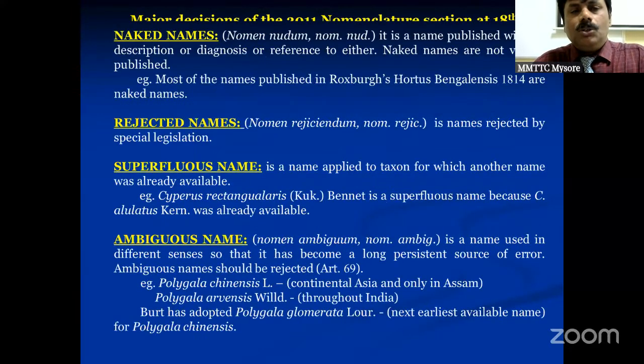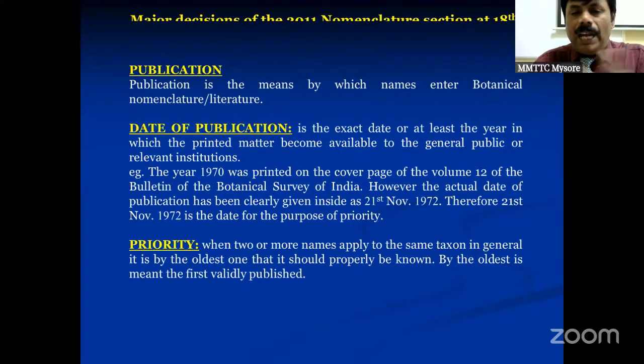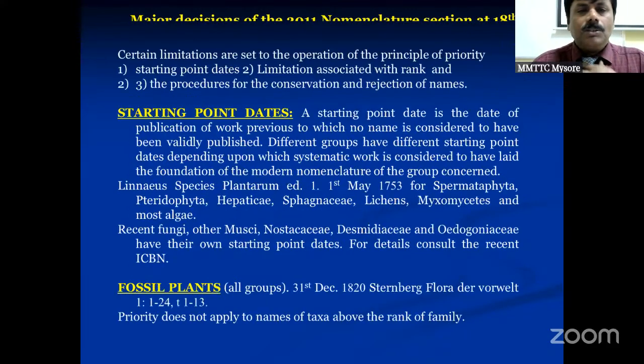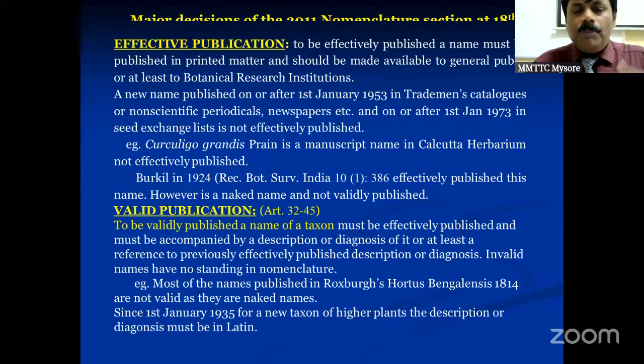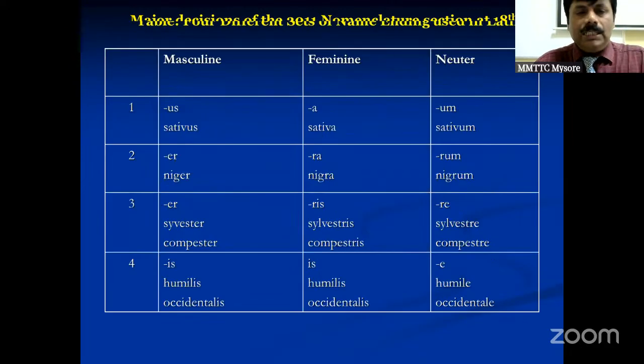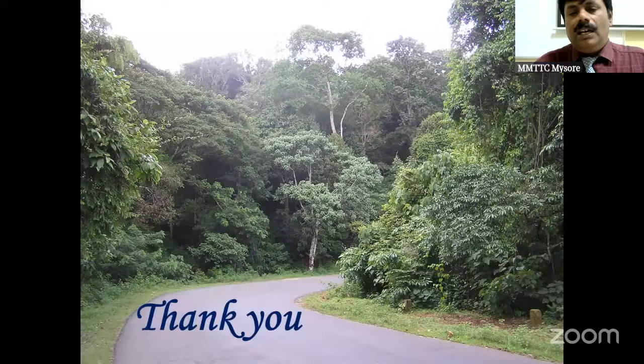Conserved names, as I told you, and naked names without any diagnosis, we call names that can be rejected. There is no legislation. Superfluous name, ambiguous name. Priority of publication, date of publication, I told you. Like that, the starting point, I told you, is 1st May 1753, effective publication, valid publication. So these are the ways of nomenclature.